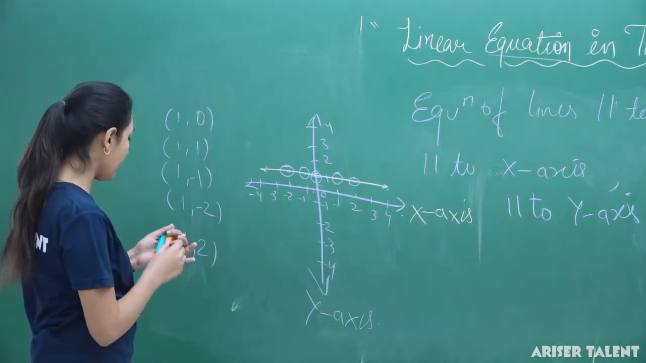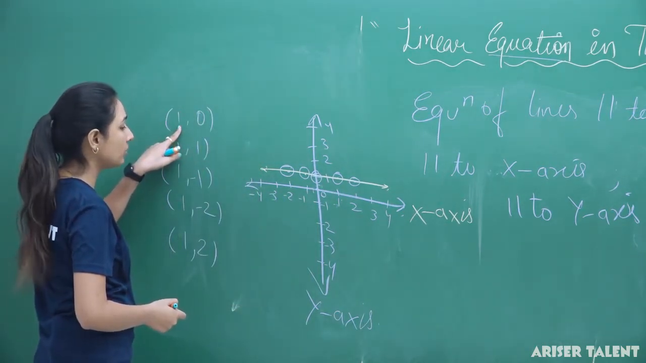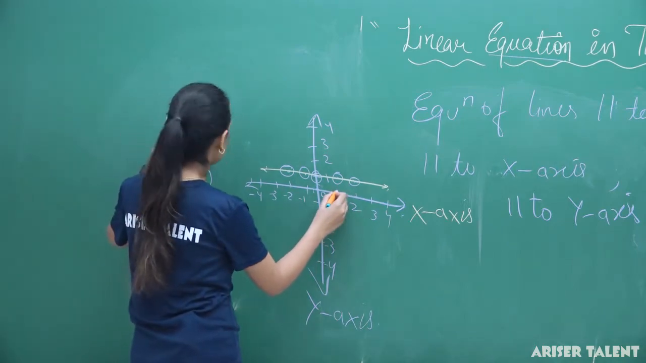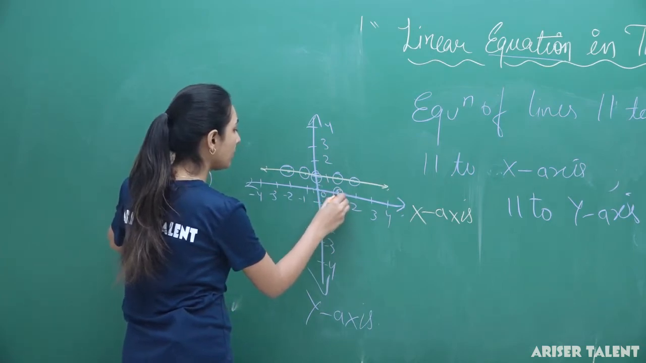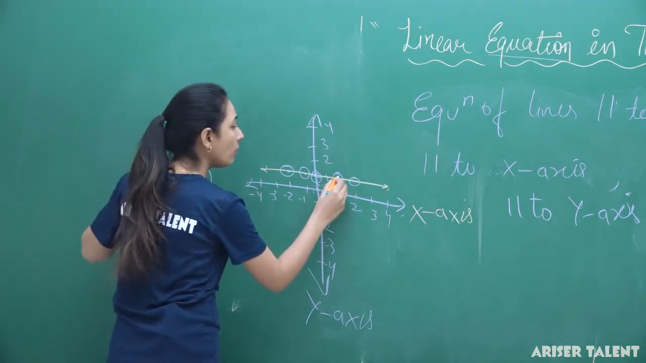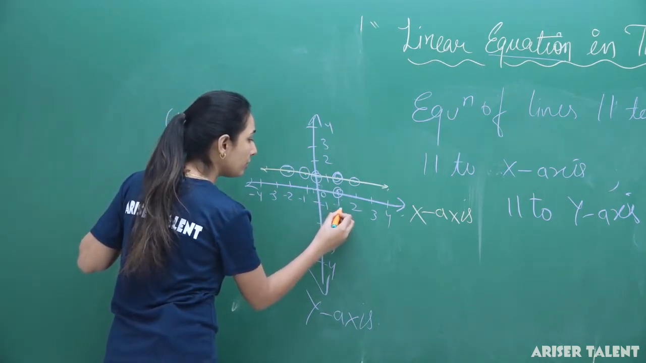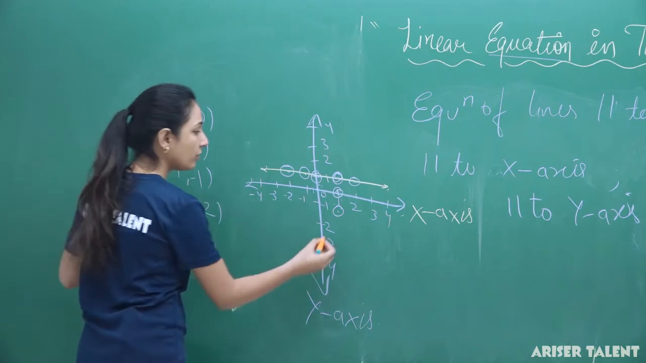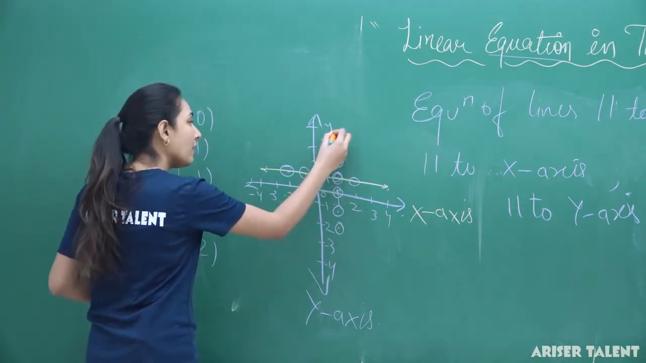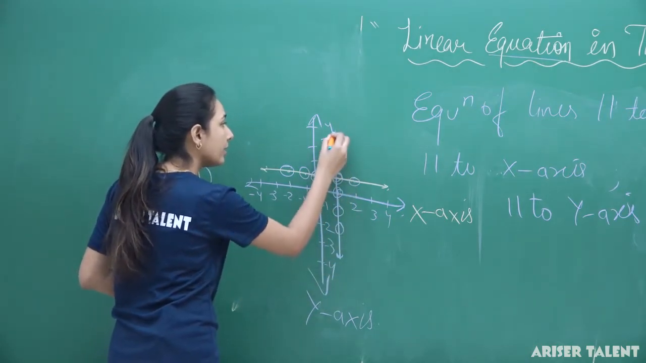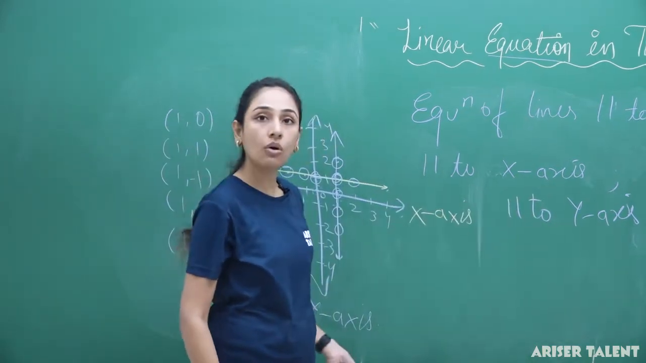Now in this case I have the first point 1, 0: 1 on the x-axis, comma 0. Then 1, 1 is this point. Then 1, -1 is this point. 1, -2 is this point and 1, 2 is this point. So I will have this line. Now this line is parallel to the y-axis, x equals constant.